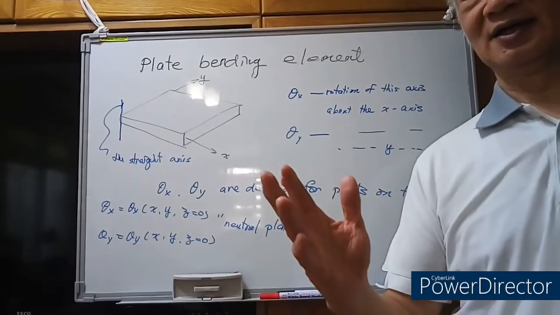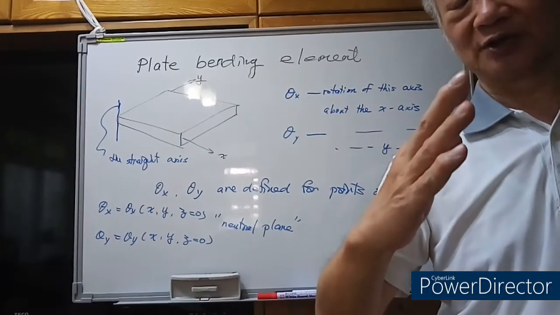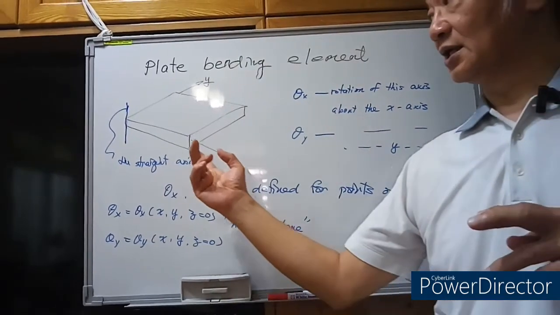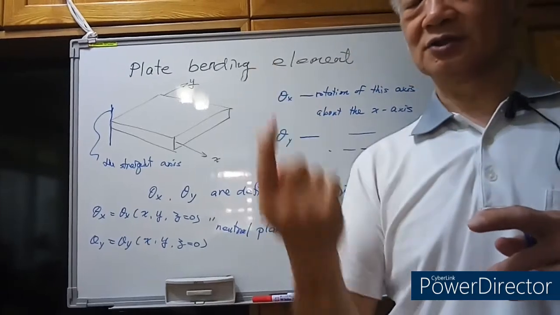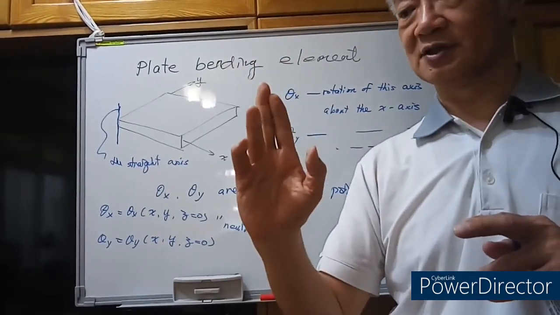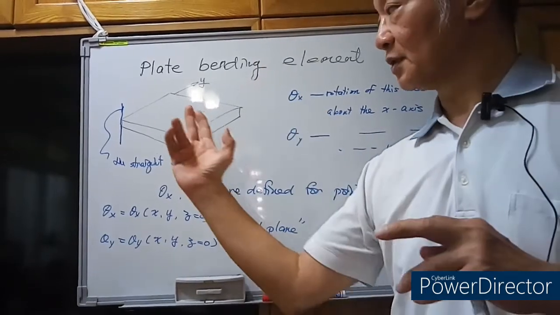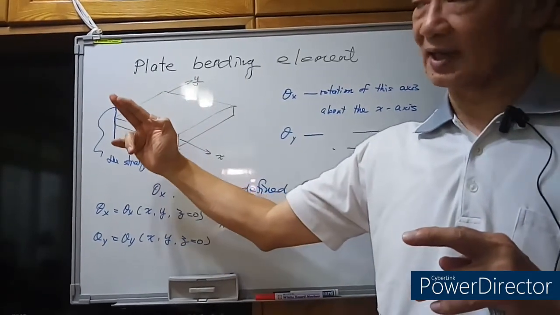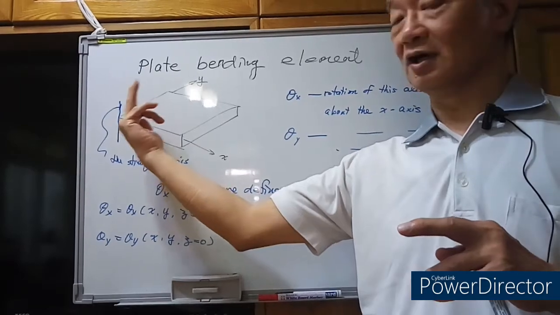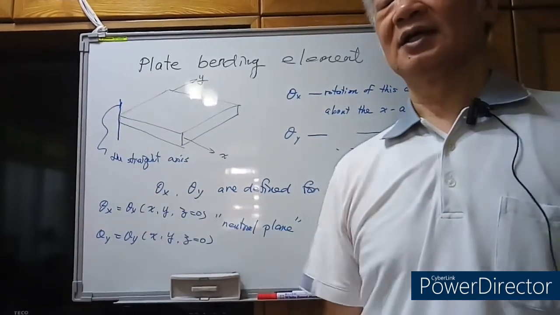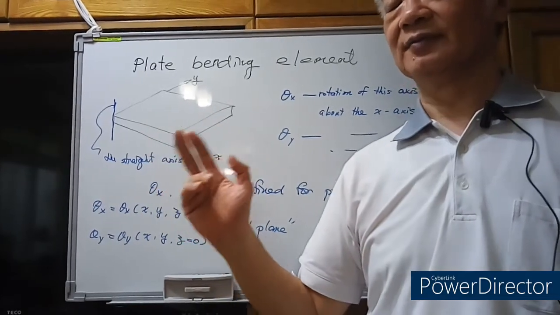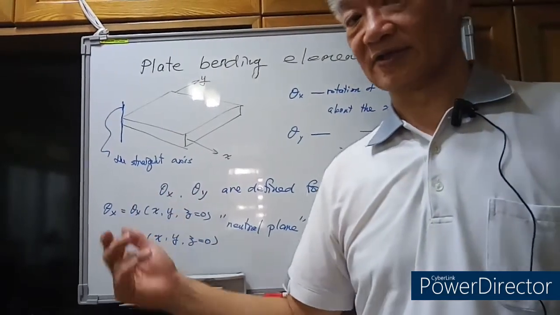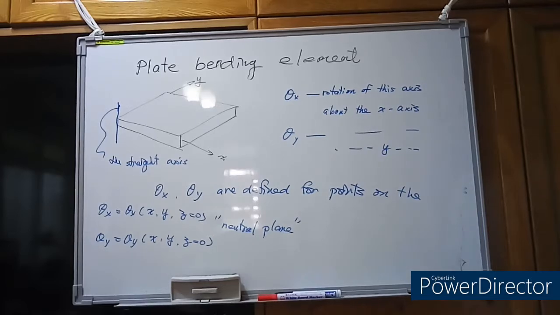Okay, so for the beam problems, we need to consider the rotations of the center line. But for the plate bending elements, first you need to assume we have a straight axis, and then we have the rotations about the x-axis. Also, we have the rotations about the y-axis. Okay, so for any point on this plane, we have two rotations to consider. They are the theta x and the theta y.